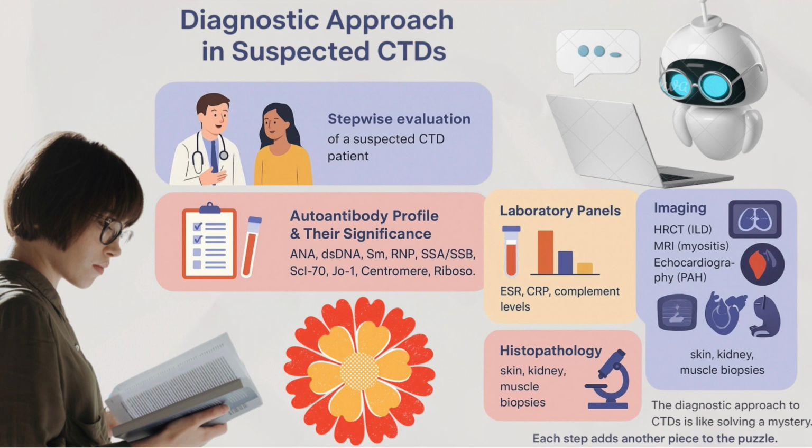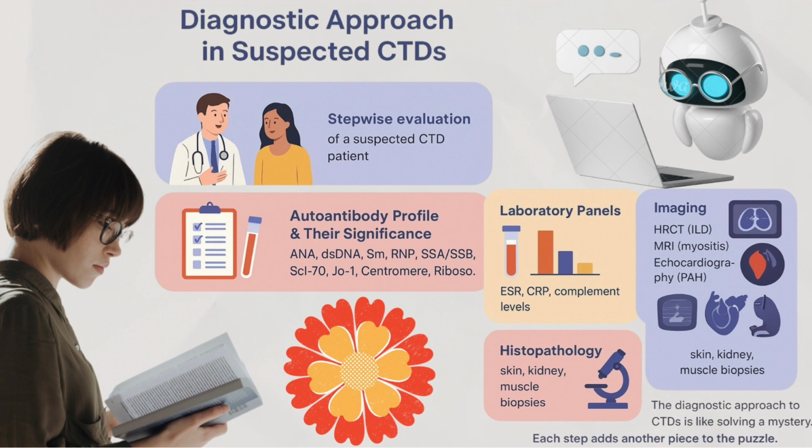Number 4, imaging. Sometimes CTDs quietly damage organs, and only imaging reveals the truth. High-resolution CT scan, or HRCT, is the gold standard for interstitial lung disease. A patient with scleroderma may only have a dry cough, but HRCT will show early lung fibrosis long before an X-ray does. MRI is extremely useful in myositis. Say a patient is weak and their CPK is high. Is it drug-induced muscle damage or real inflammation? MRI will light up inflamed muscle and guide us correctly.